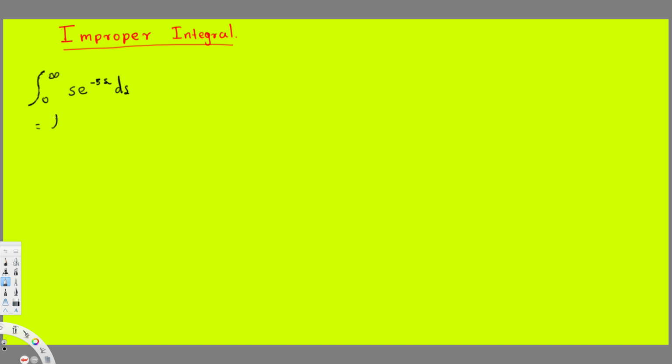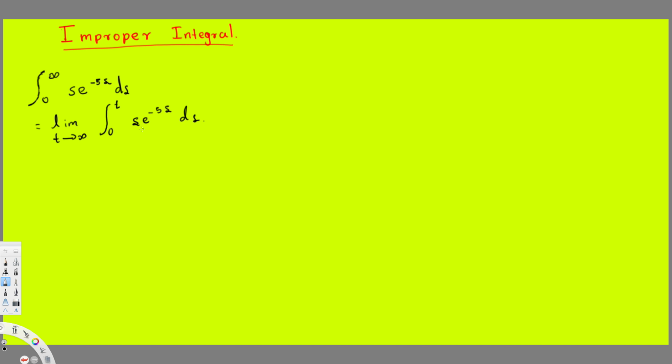So this is going to be limit, so let's say t approaches infinity, and that's going to be here. Now instead of this infinity, I put the t. So it's going to be the integral from 0 to t of s e power minus 5 s ds, and this is what we get.